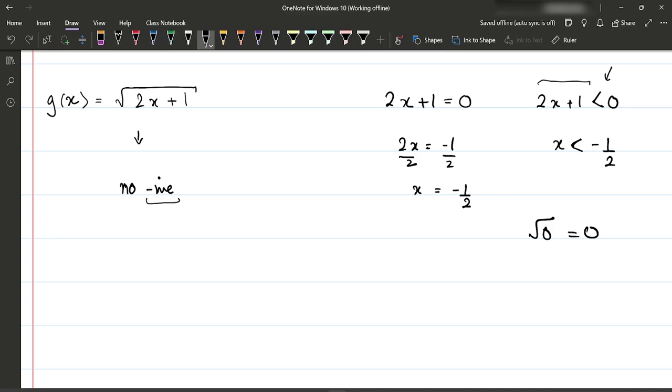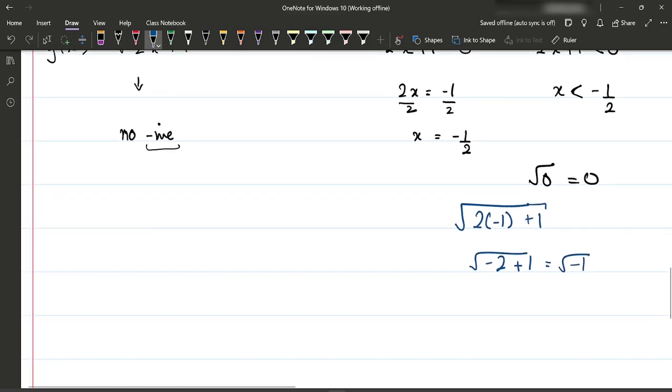Okay, now that's settled, we can try this out. We can say, well, anything less than minus 1 over 2, we could say minus 1. So 2 times minus 1 plus 1, square root everything. That should give us minus 2 plus 1, and that is minus 1. Square root of minus 1, and that is not allowed.